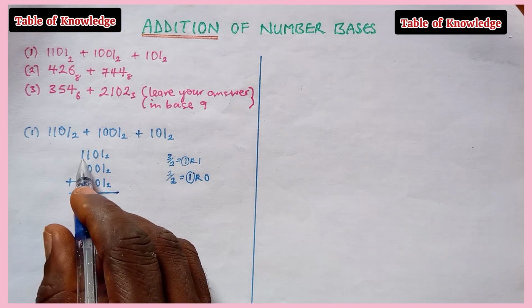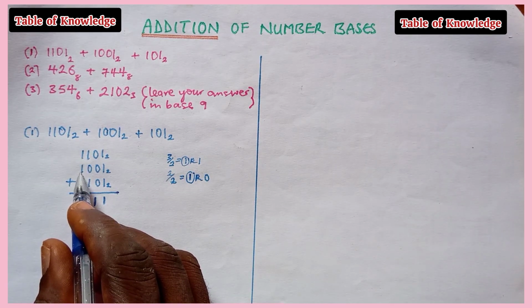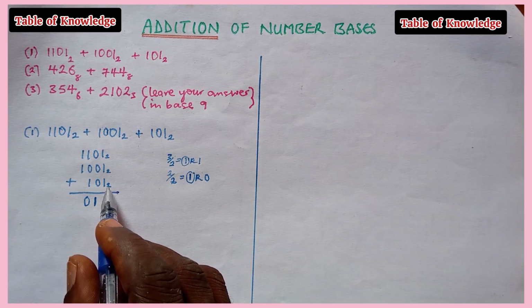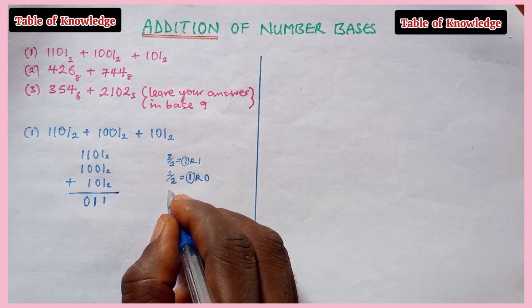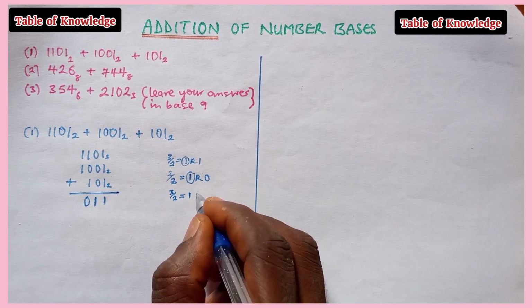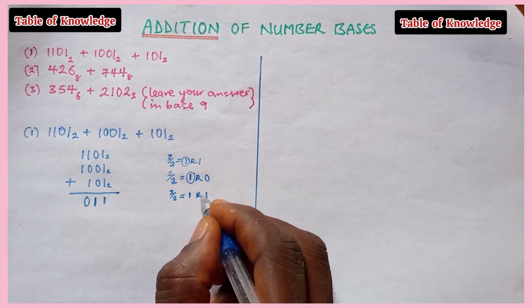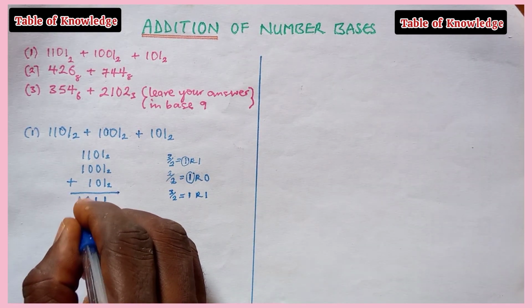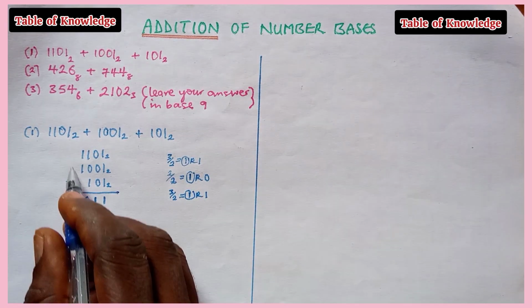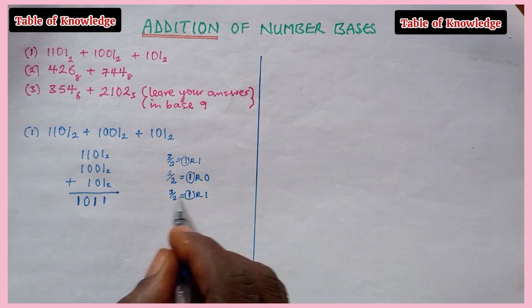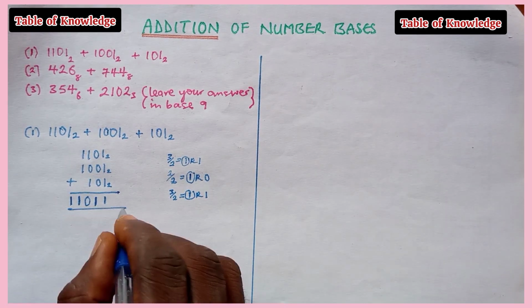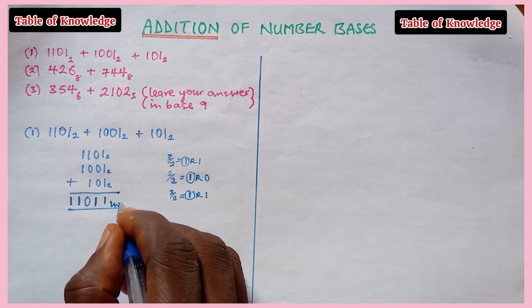Next we have 1 plus 1, which is 2, plus the 1 we carry, which is 3. Now 3 is greater than the base, which is 2, so we cannot write it down. We use the base to divide it. We write down the remainder and carry the whole number. 3 divided by 2 is 1, remainder 1. So we write down the remainder and carry the 1. But right now there is nothing here again to add, so we comfortably write down this 1 here, because the 1 itself is less than 2. So this becomes the answer, 11011 in base 2.